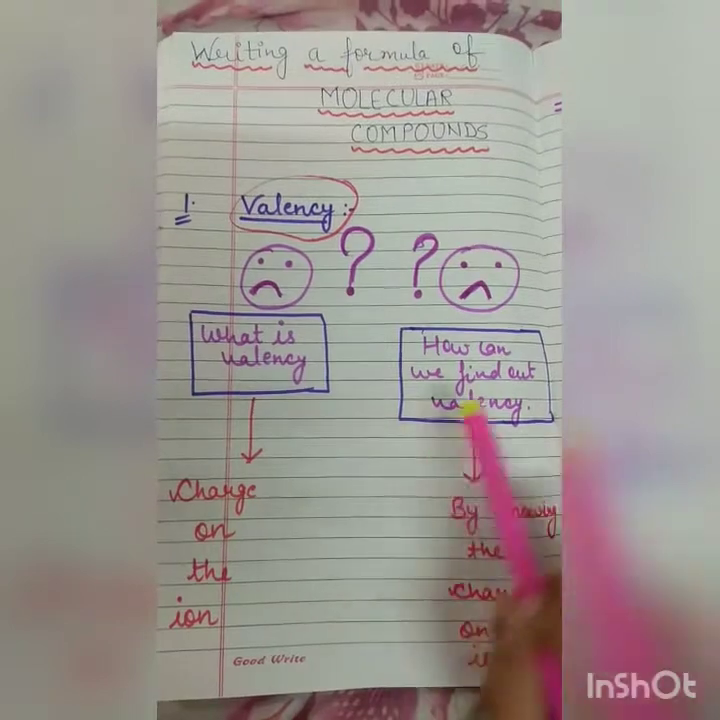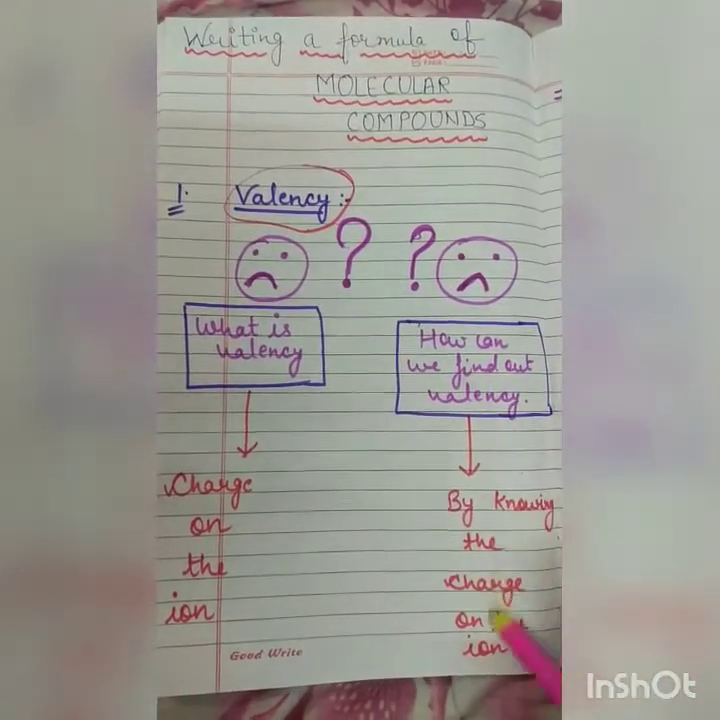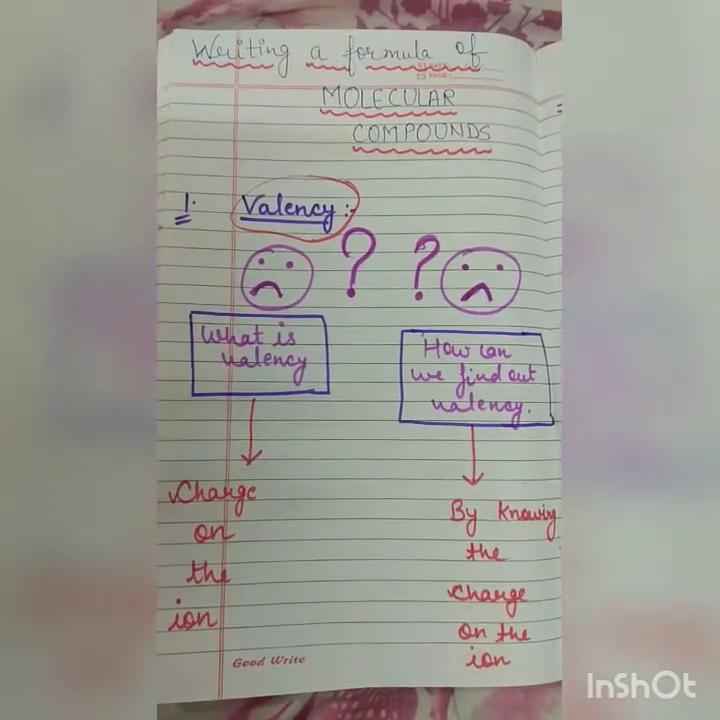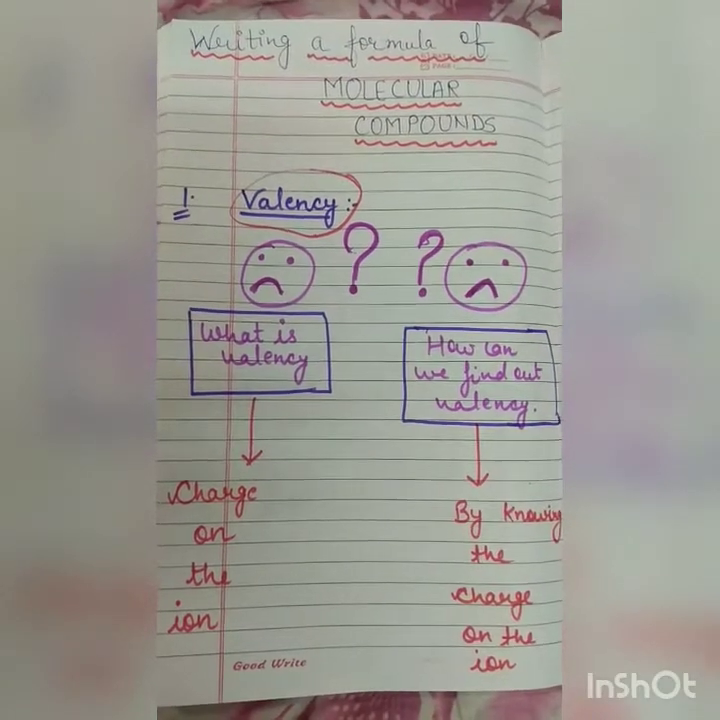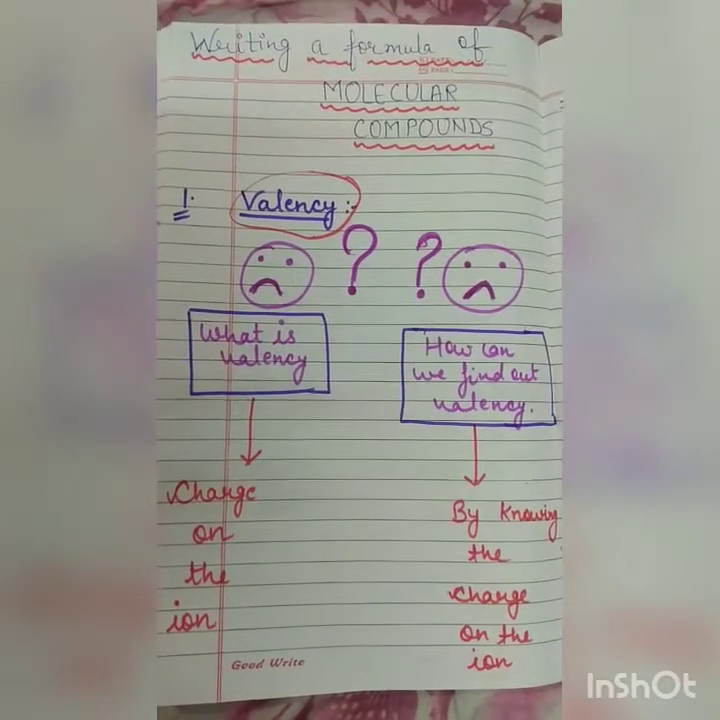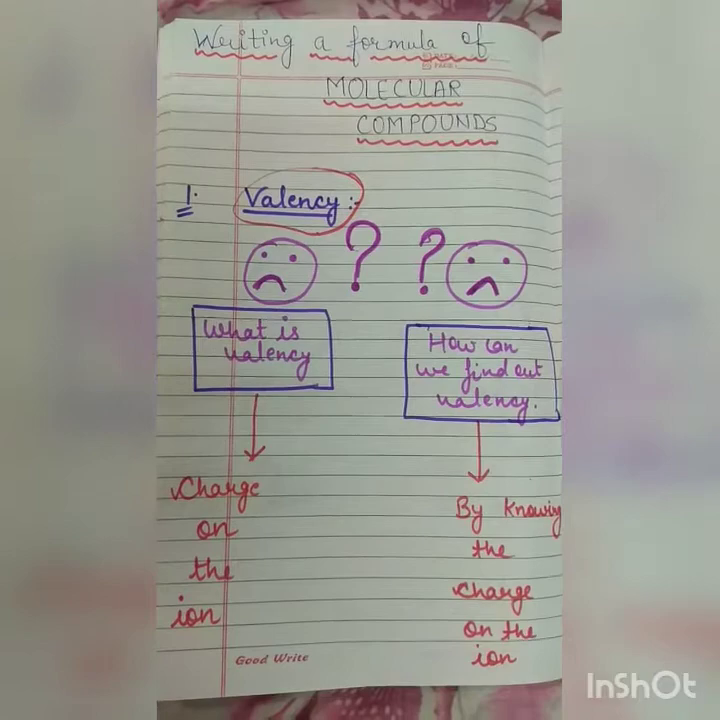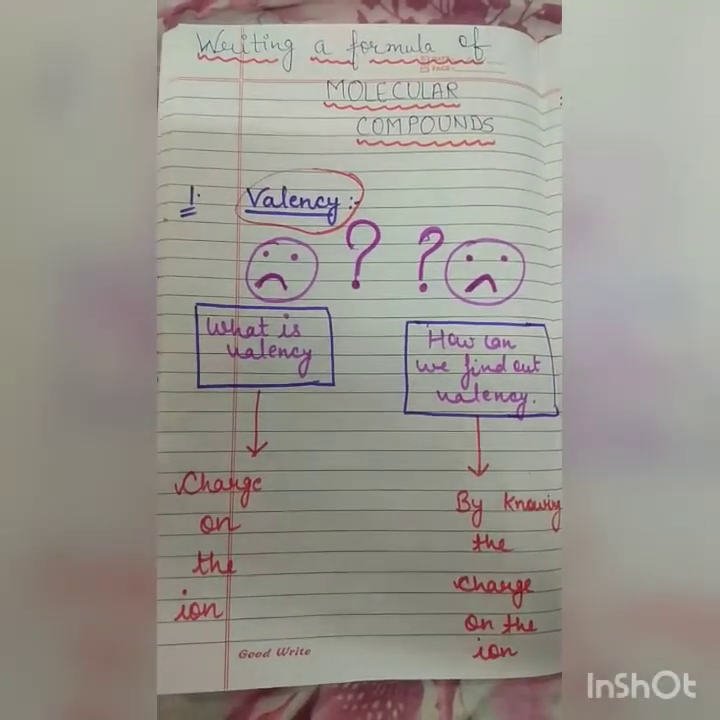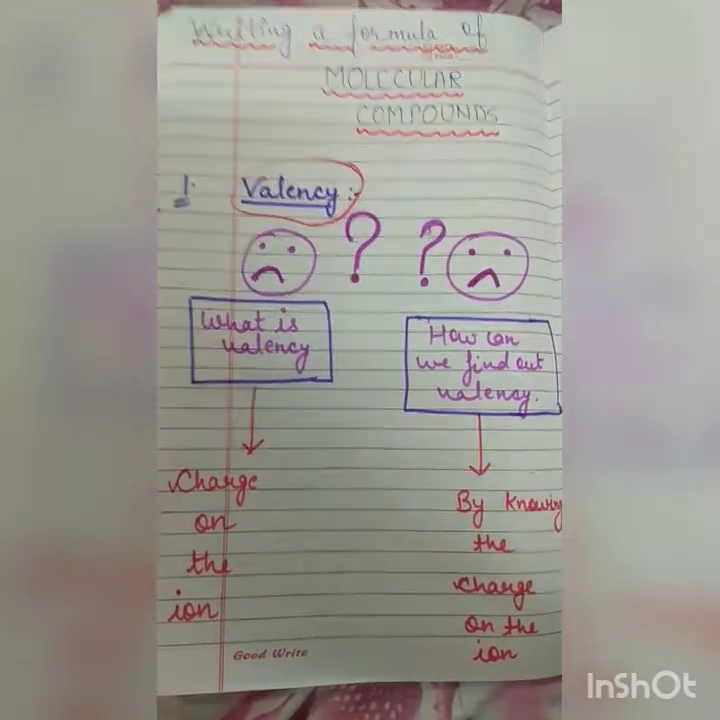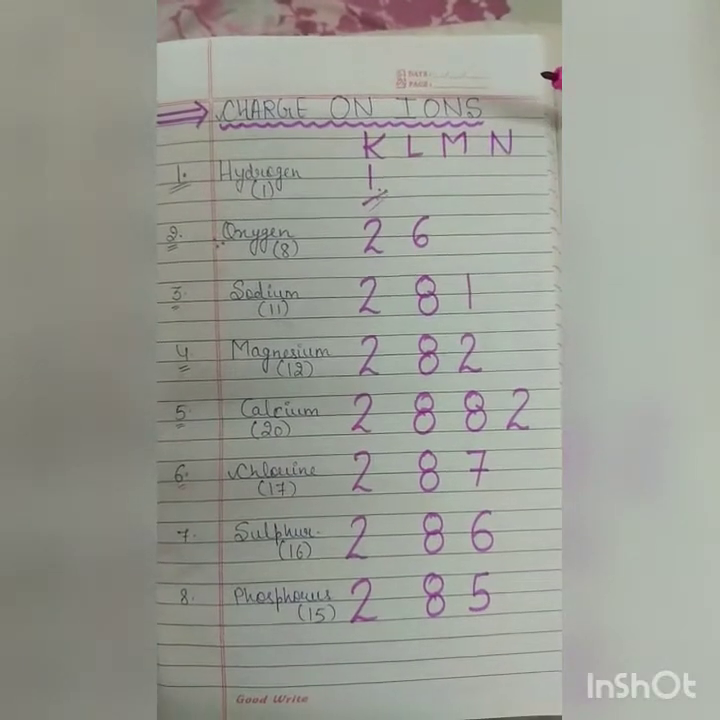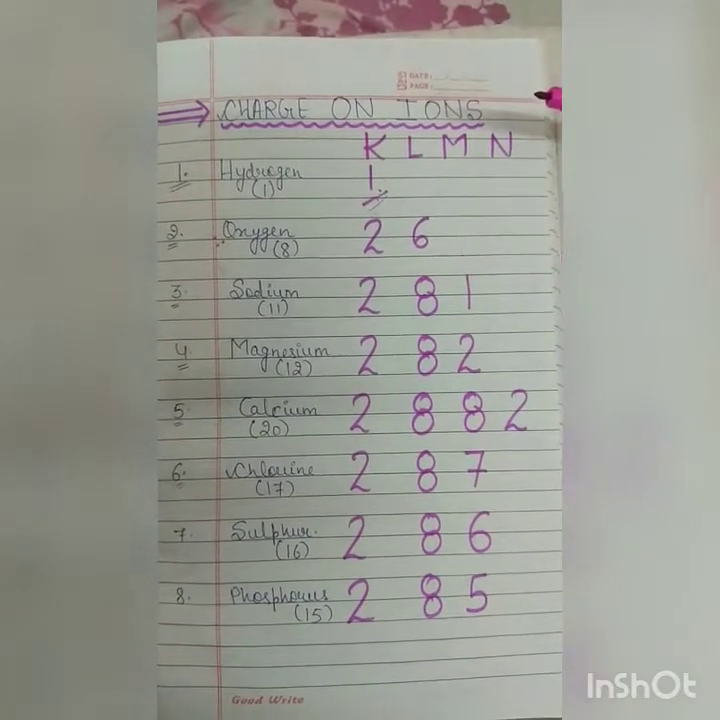But the question arises in our mind, how can we find out the valency? So let's understand by some examples how we can find out the valency. Then we will proceed to the examples of formulas of molecular compounds. Now let's discuss some examples to understand how we can find out the valencies.